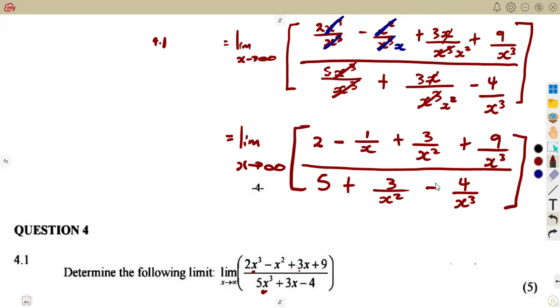Anyways, guys, let's see. This is what we had. Here it was going to be, we substitute the infinity now.